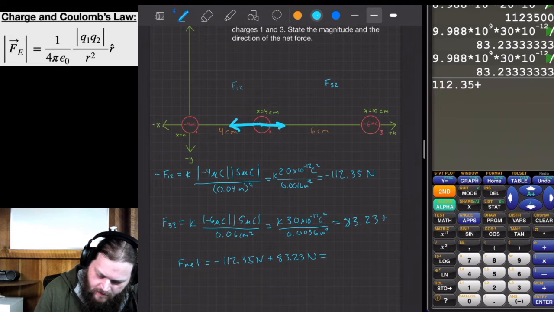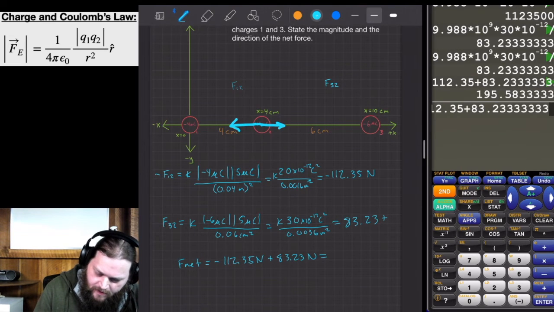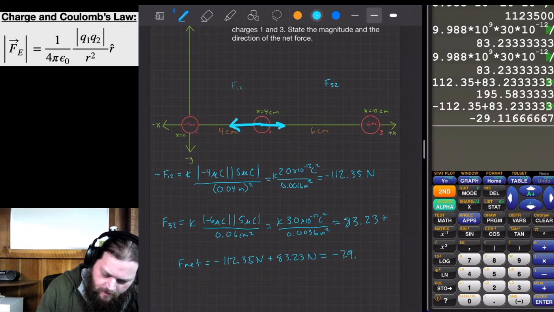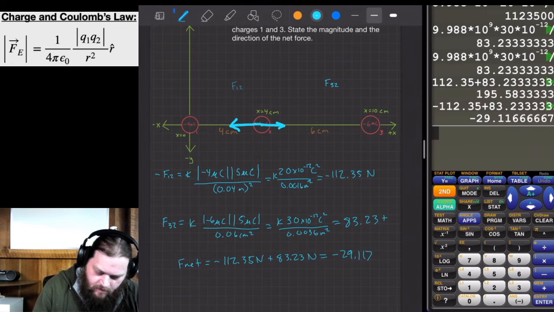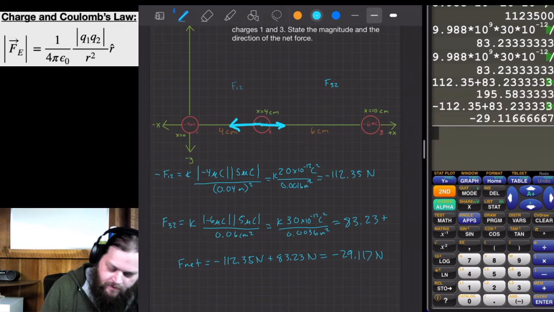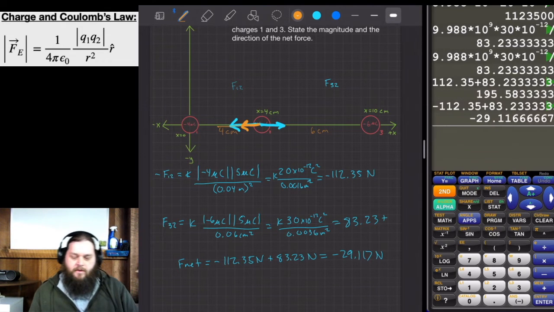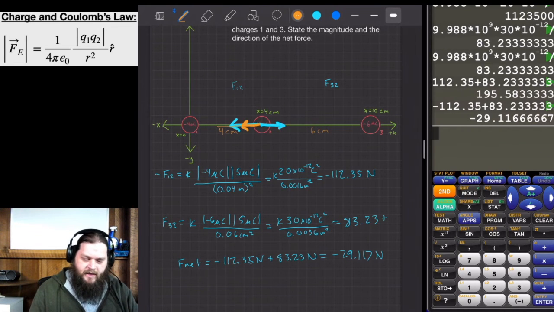112.35 plus this value. Of course I need the negative. Calculators are not always happy. There we are. Negative 29.117 newtons. So that's going to be the magnitude of the force, and the direction is going to be towards the left. So I can say it's this big arrow. Nope, it's going to be a small arrow actually this way. That's going to be the magnitude of the force and the direction. So it's going to have 29.117 newtons along the negative x-axis.